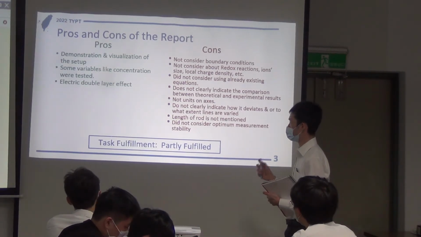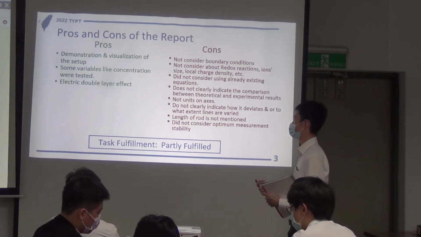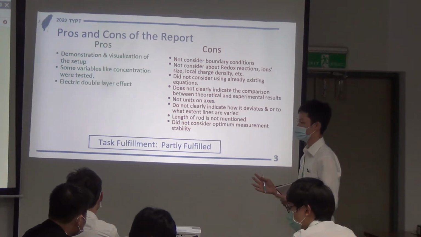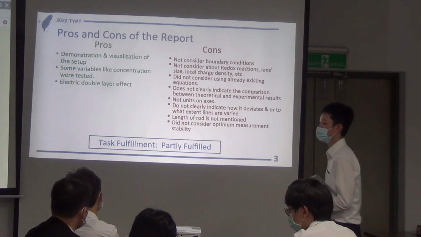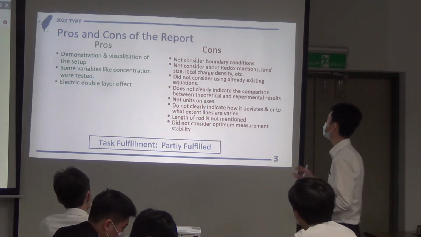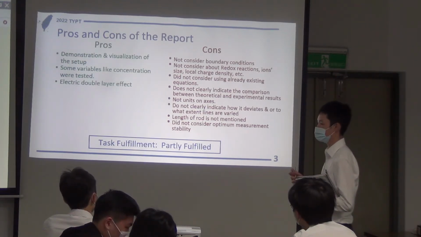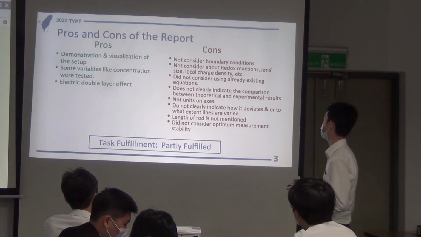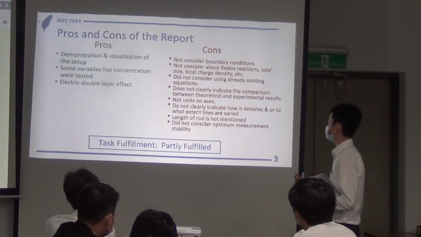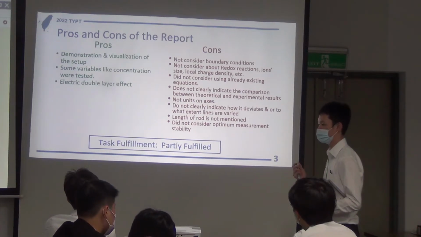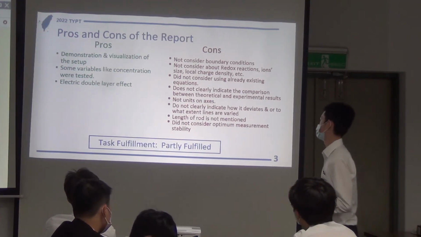First, the demonstration and visualization of the setup was very clear. Some variables like concentration were tested, and he also explained the double layer effect. However, he did not consider electric boundary conditions, did not consider redox reactions that occur at the cathodes and anodes, nor the size of the ions, nor the local charge density. He also did not consider using an already existing equation to model this phenomenon.